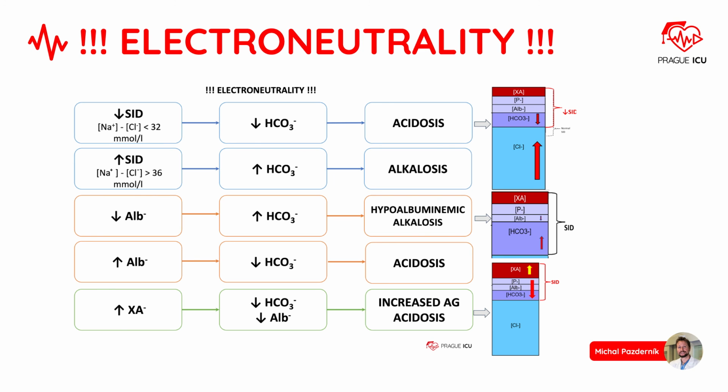This leads to alkalosis. In case that there is decreased level of albumin, second arrow on the right side pointing towards Gamblegram, levels of bicarbonate will increase to respect the electroneutrality. Patient has hypoalbuminic alkalosis. Last scenario is dedicated to increased levels of strong acids. If their levels increase, levels of bicarbonate will go down to respect the neutrality, hence leading to acidosis.